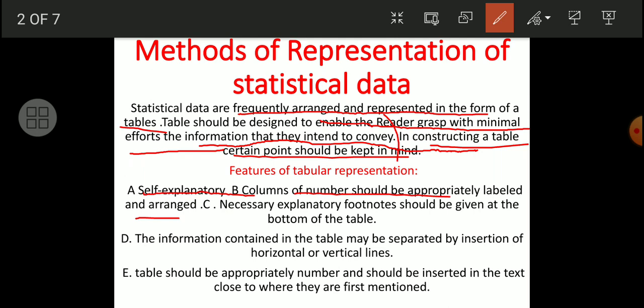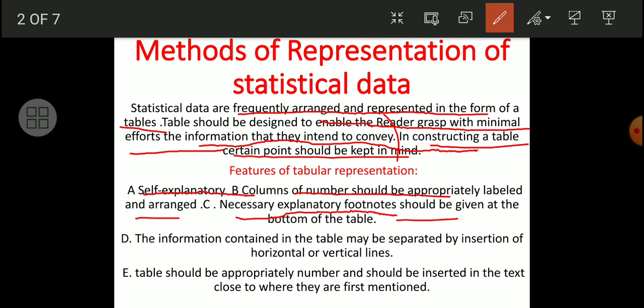Third, we have to keep in mind the rule at the time of presenting data in table form, that is necessary explanatory footnotes at the bottom. We have to write some footnotes. For example, suppose we have written AV. What is AV? That is average value. So you have to mention footnotes, so that the table should be self-explanatory, isn't it? And at the bottom we have to read.